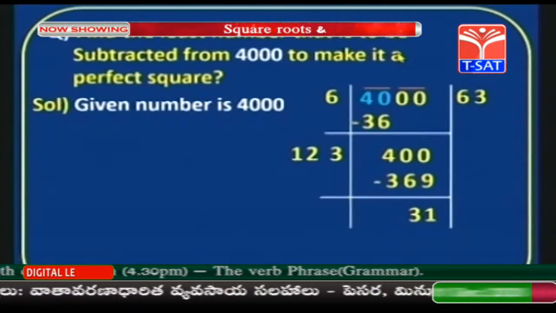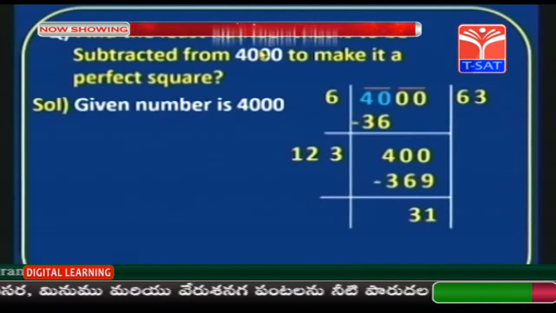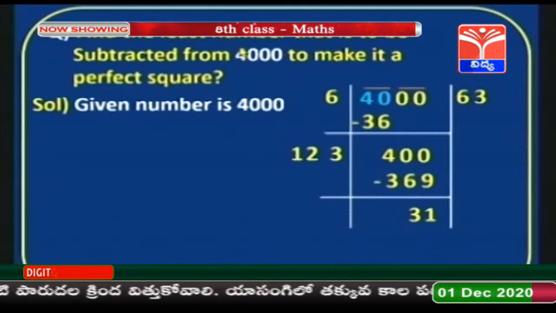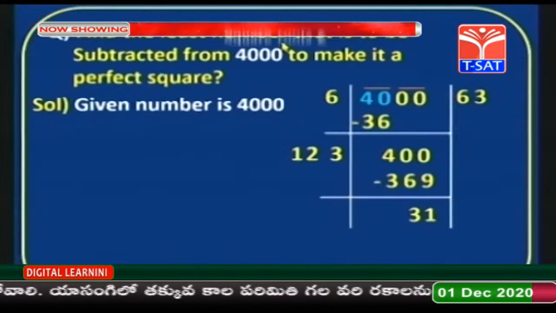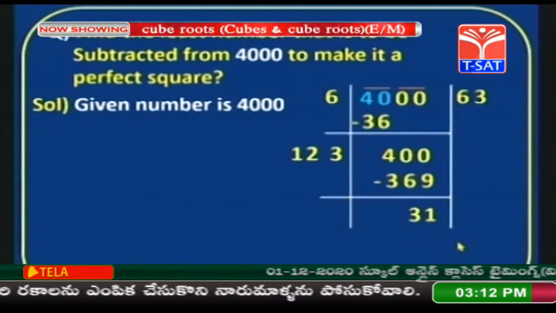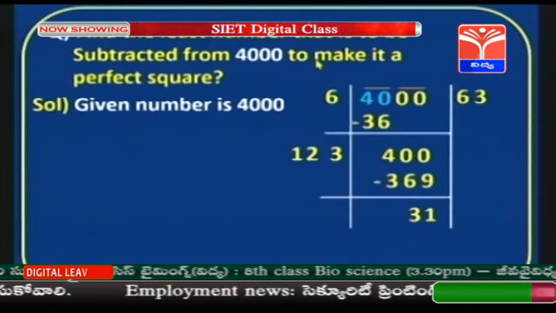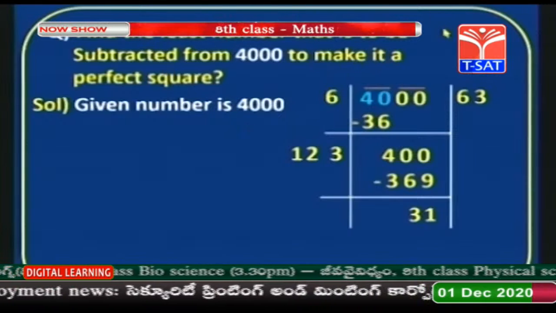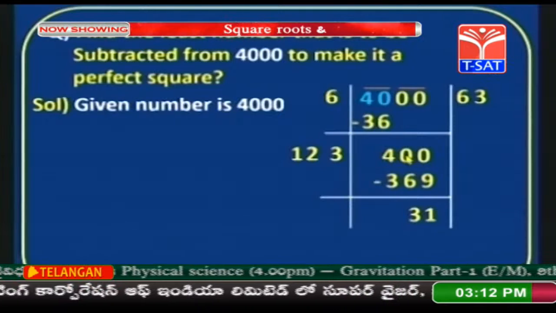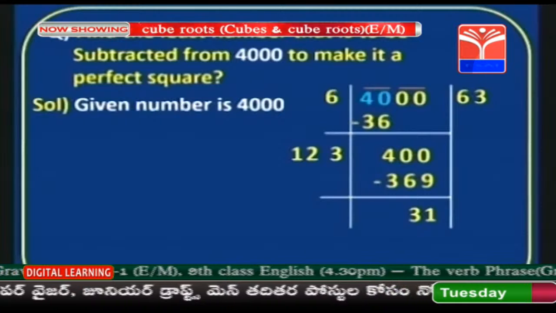Children, what is asked in the question? Find the least number that is to be subtracted from 4000 to make it a perfect square. Means something should be subtracted from 4000 so that it becomes a perfect square. As we are getting 31 extra, you have to subtract this. If the same question is asked to add, then you have to take a number greater than this one, and whatever you get here in terms of minus, that is to be added.